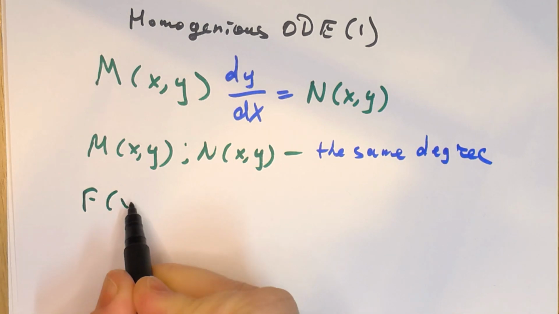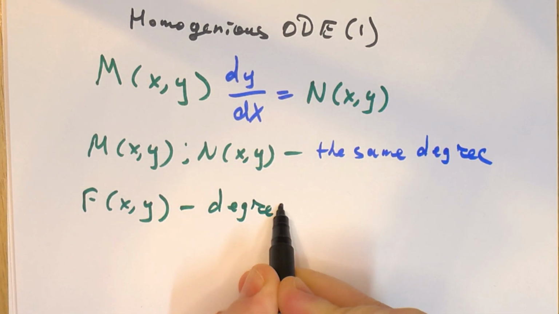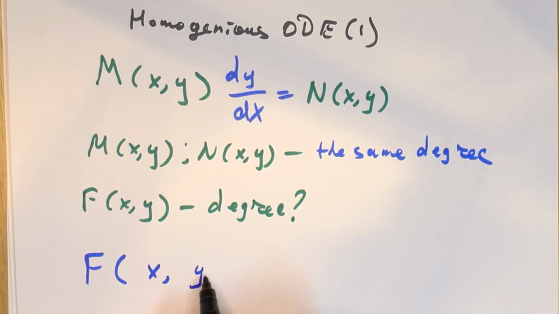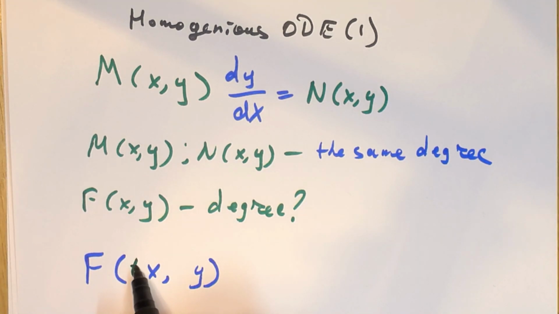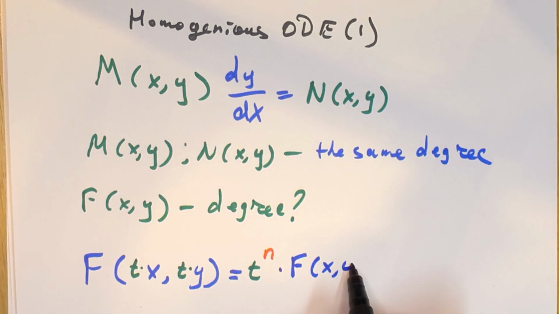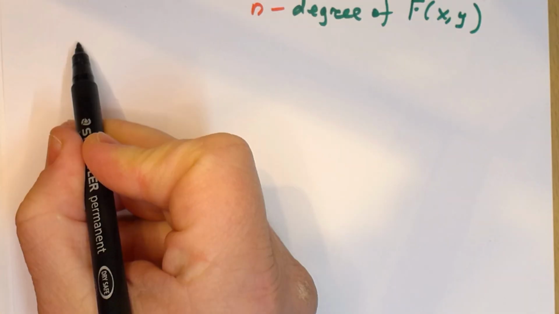So what does it mean that a function f(x, y) has some kind of degree? The definition is very simple. If you've got a function f(x, y), we can calculate this function at (tx, ty), where t is an arbitrary constant, and that should equal t to the power n multiplied by f(x, y). And n is the degree of this function f(x, y), if we can find this n.